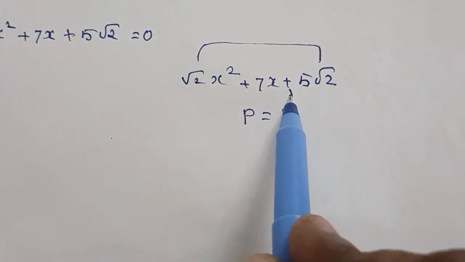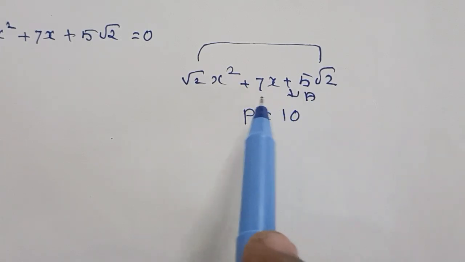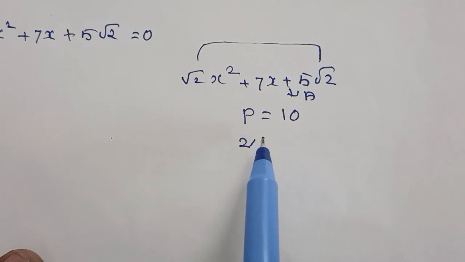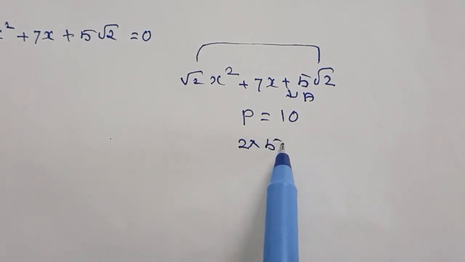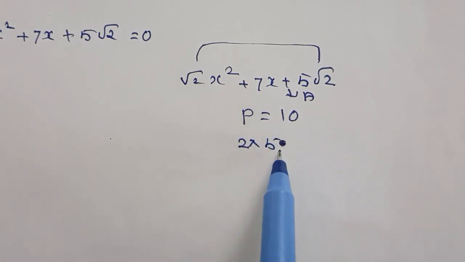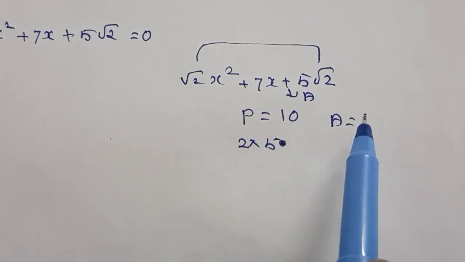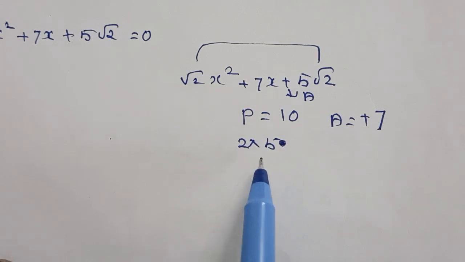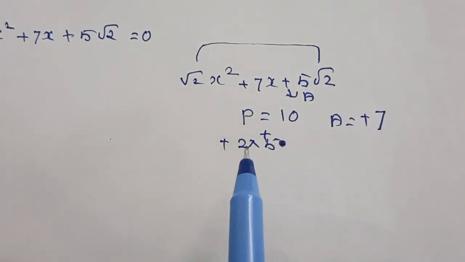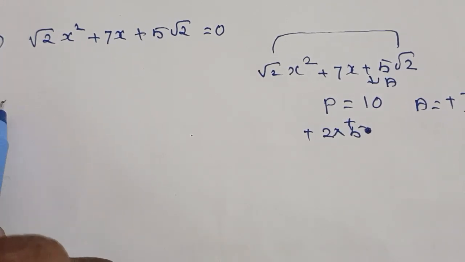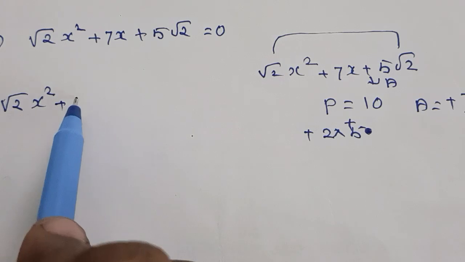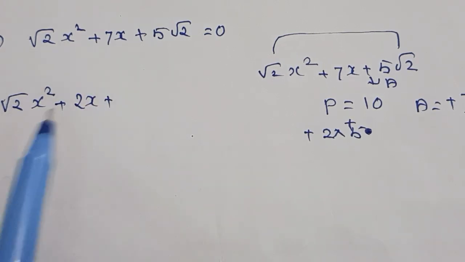Here the sign is plus. So when you add the numbers, we have to get plus 7. 1 into 10 is 10, but after addition, you get 11. 2 into 5 equal to 10, and 2 plus 5 equal to 7. So after adding the numbers we have to get plus 7. So the numbers are plus 2 and plus 5. Plus 2 plus 5 gives plus 7. Now here when you write root 2 x square plus 2x plus second term 5.